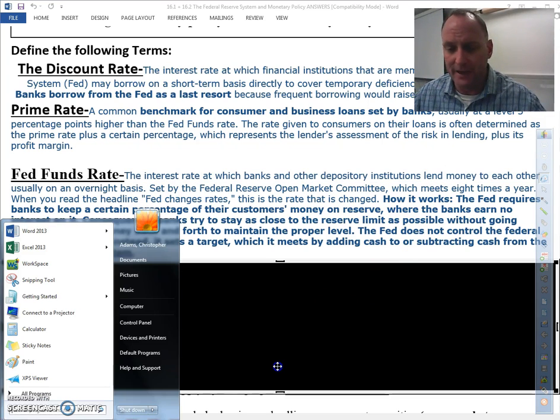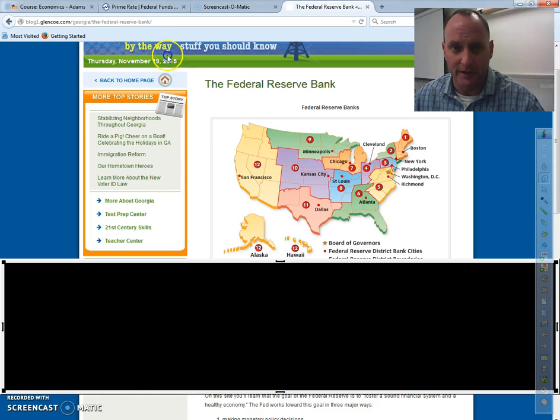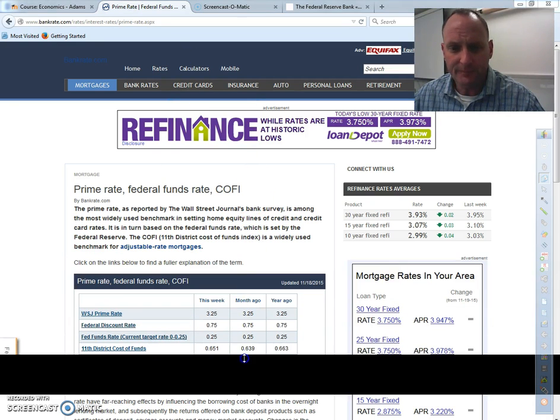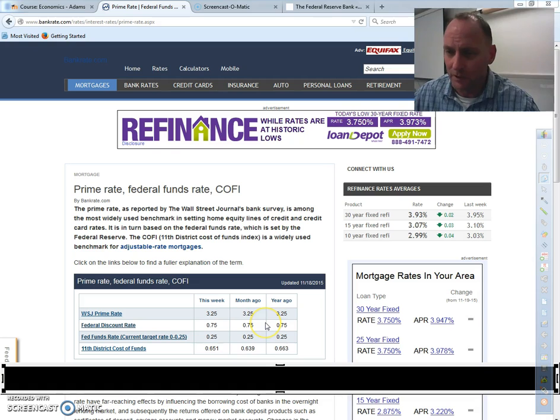Anyhow, what I'd like to do now is show you the current rates for these. And if you look, these are the current rates right now for all three of those rates. The Wall Street Journal prime rate is 3.25. So a lot of banks throughout the country will charge around that rate for consumer and business loans. The federal discount rate, if you remember, that's the rate between member banks and the Fed, is 0.75%. And the Fed funds rate is 0.25. And as we said earlier, the prime rate is usually about 3 percentage points higher than the Fed funds rate.